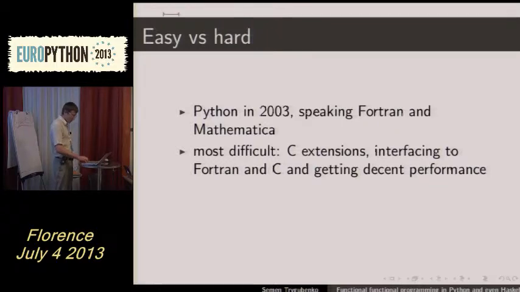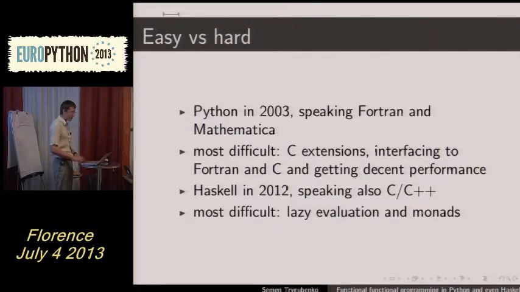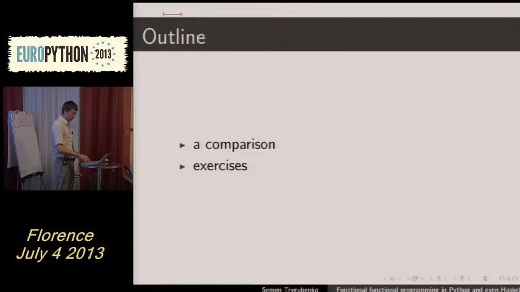So I remember that being a difficult point for me back then. And then I started learning Haskell in 2012, and I had learned C and C++ by that time. So it's sort of a law of conservation of difficulties, really. Here there were new concepts like lazy evaluation and monads, and I found that to be the most daunting.